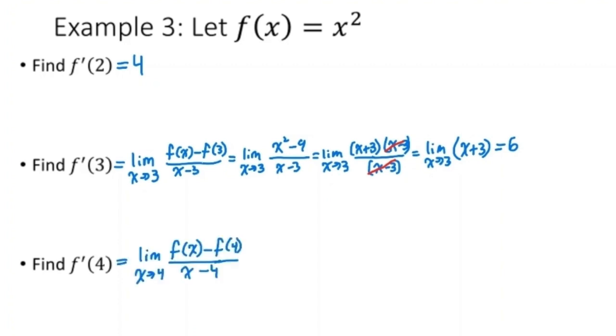Now for f prime of 4, which will be the limit as x approaches 4 of f of x minus f of 4 over x minus 4. F of x is still x squared. F of 4 is 4 squared, which is 16. And just like above, we're going to factor and simplify.